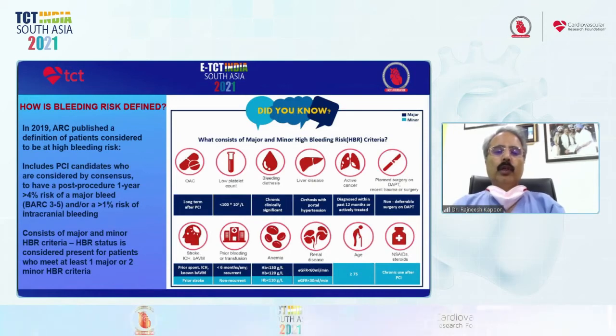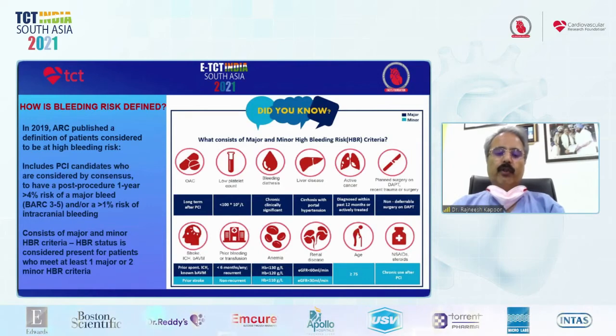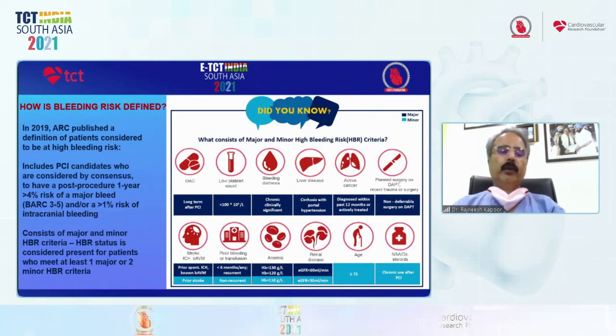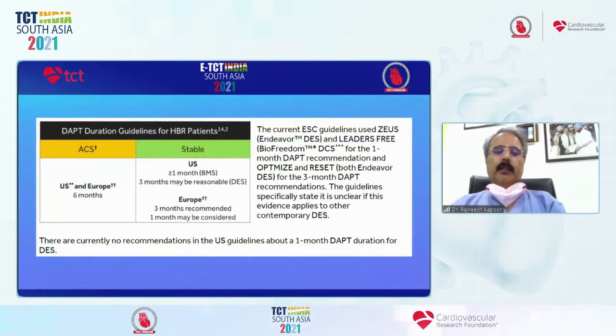Now we all know that these are the major bleeding risk situations: oral anticoagulation, low platelet count, bleeding diathesis, liver disease, active cancers, and then prior history of ICH, less than 6 months or recurrent, any bleeding or requirement of transfusion. So all this we know. Out of this, if the patient has one major or two minor HBR criteria, the patient is considered highly vulnerable for high bleeding risk. And these are the guidelines as far as they are applicable.